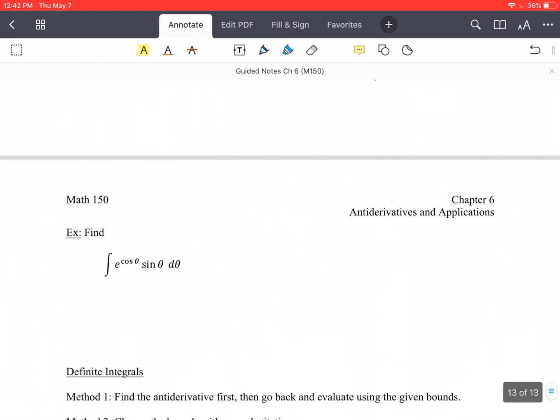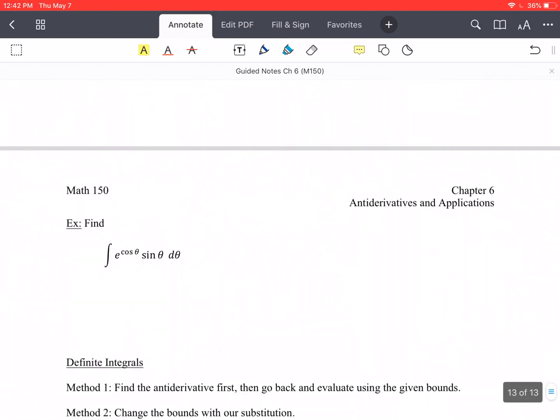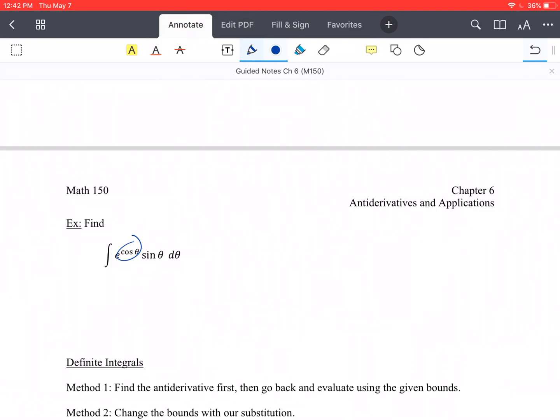Okay, let's look at one more. So we have e to the cosine of theta, sine theta, d theta. So in this case, it seems like we have two choices, right? We could pick the cosine, or we could pick the sine to be the u value. You might be inclined to pick the sine because you know the derivative of sine is cosine. The problem with that is if you let u be sine, then du is cosine theta d theta, but cosine is up in the power of the e.